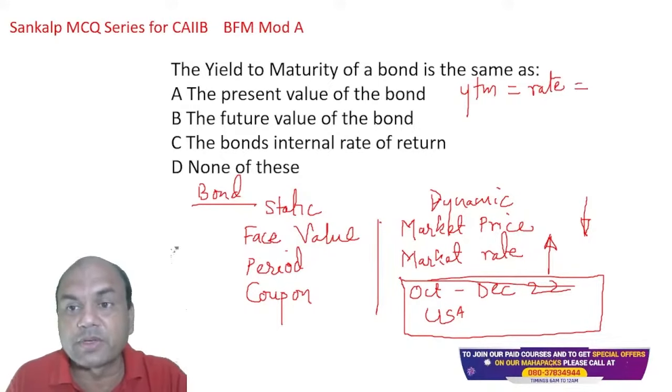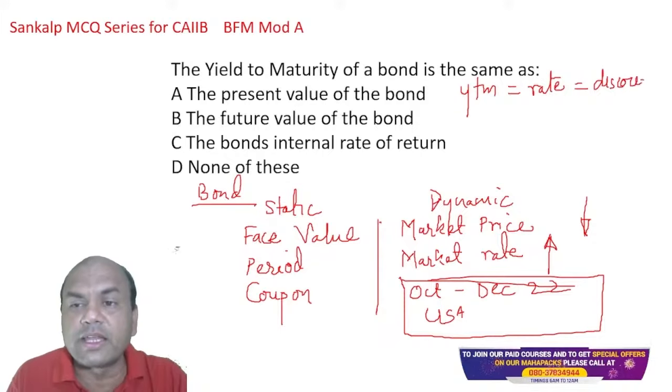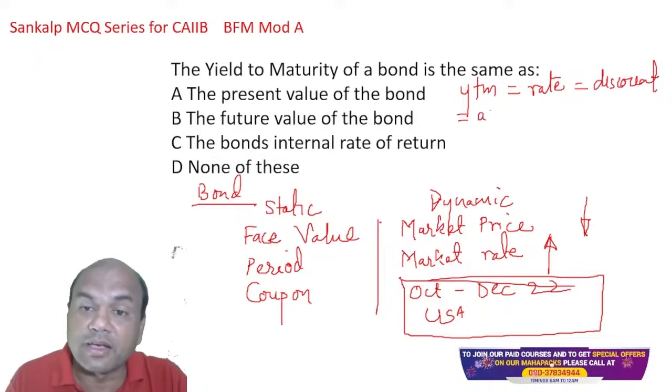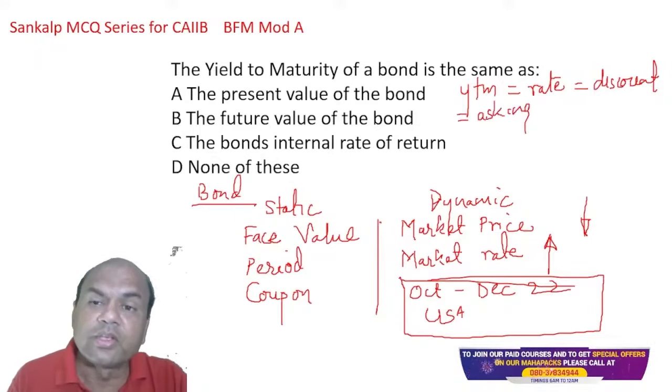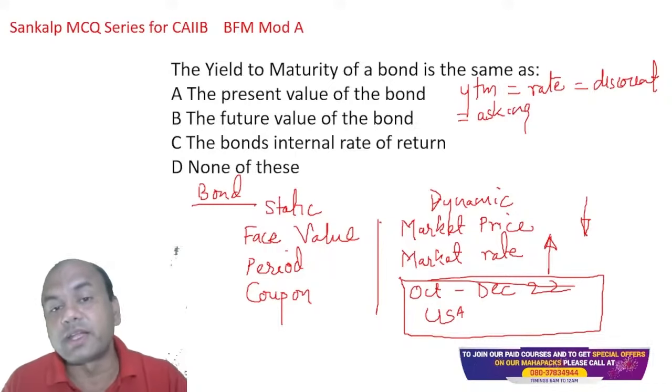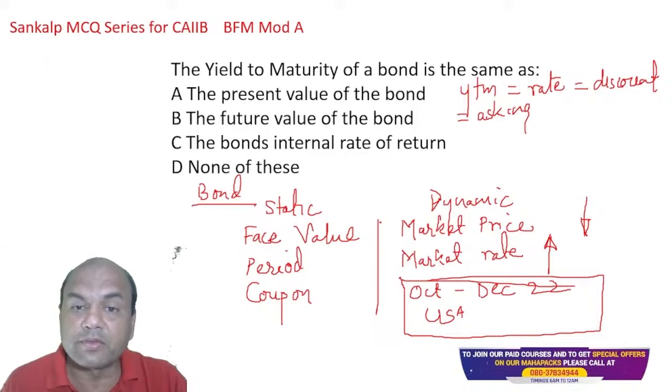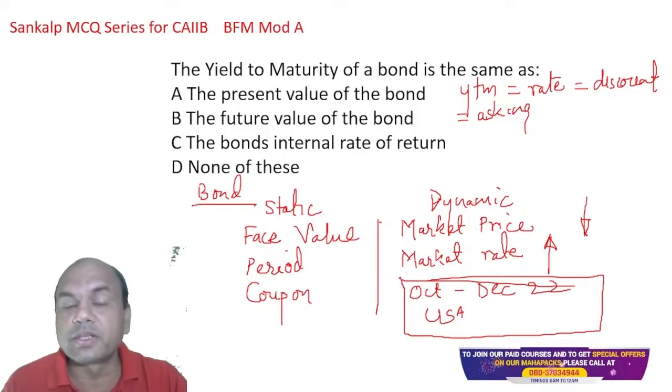Next one you call it discount rate. Any name can be given. Then asking rate. So any name can be given. So the YTM of any bond is the same as: the present value of the bond, the future value of the bond, the bond's internal rate of return, or none of these.